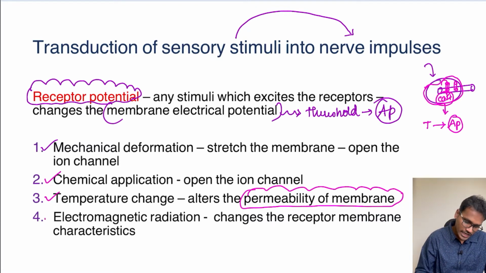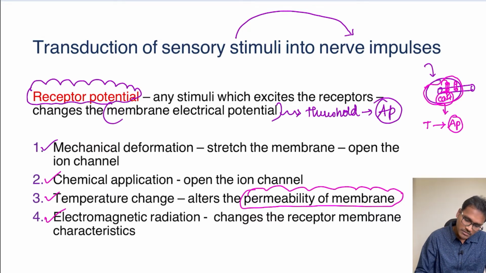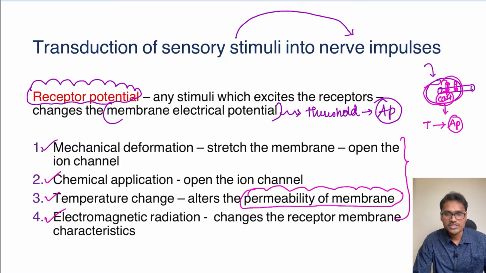Then coming to electromagnetic radiation, they are basically going to change the receptor membrane characteristics. Whenever these characteristics are changed, there will be entry of ions or closure of the entry of ions. Depending upon this movement of ions, the receptor is going to respond. So all of them are trying to change the membrane potentials, and all of them are trying to open up an ion channel and create an action potential.